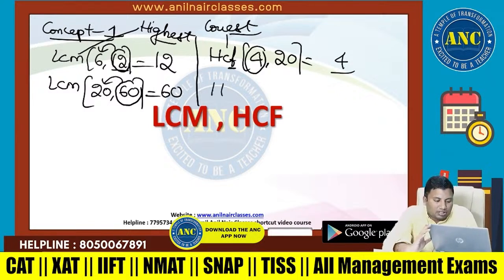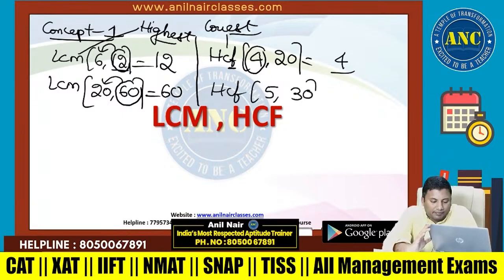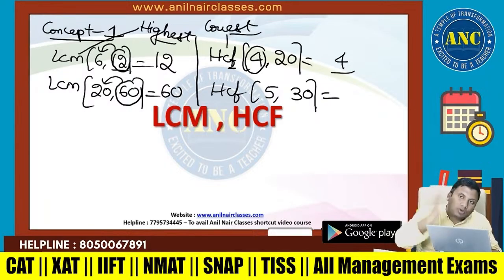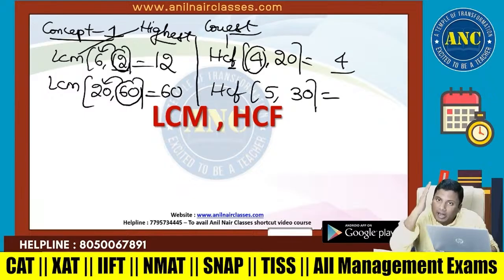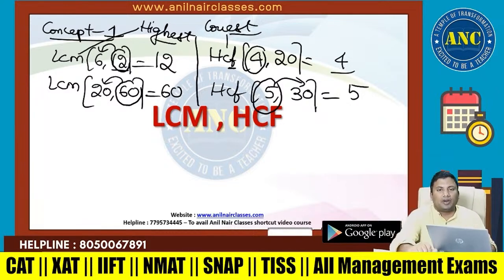Suppose HCF of 5 comma 30. HCF stands for highest common factor. Factor for a number will come to the left side of the number. Multiple to a number come to the right side of that number. Factor means take the smallest value. 5. Does 5 divide 30? Yes. Some more examples.